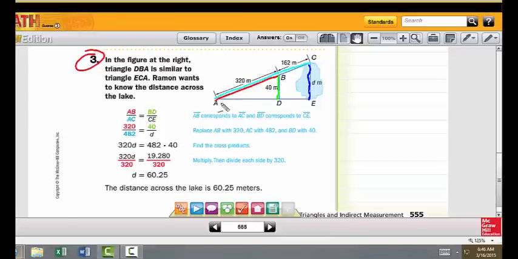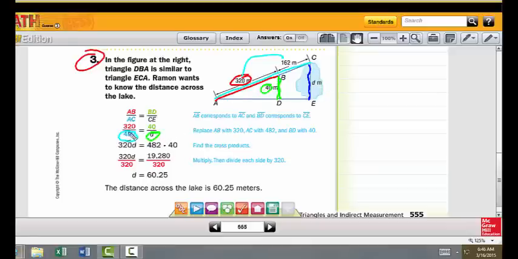So we can put numbers on that. For AB, we can use 320. Now notice for AC, we added on the 162. Don't get confused here. Just put the 162. We need the full distance from A all the way to C, which would be 320 plus the 162, which of course is 482. And then lastly, we have the distance from B to D, which is of course 40. So we have 40, and we're looking for D right here, our distance, D.